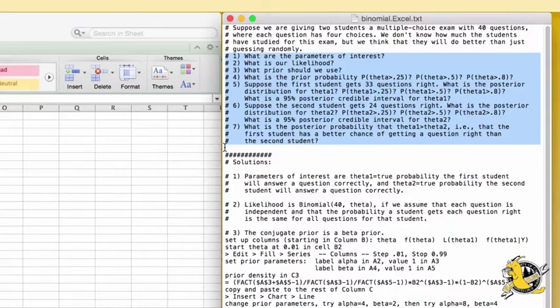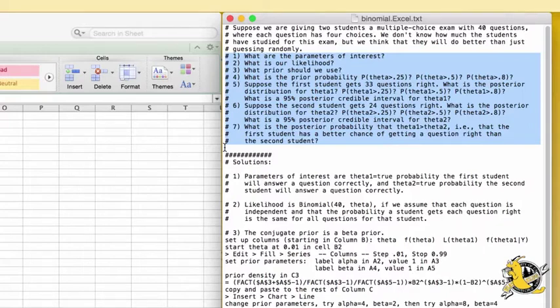Suppose the first student gets 33 of 40 questions right. If they have parameter theta1, what's the posterior distribution for this parameter? What's the posterior probability that it's greater than 1/4, 1/2, or 0.8? And what's the 95% credible interval for it?